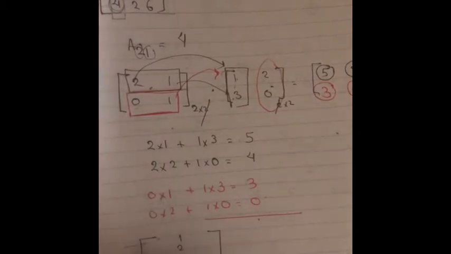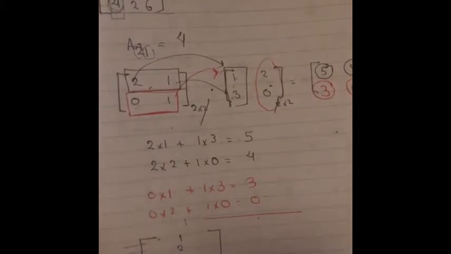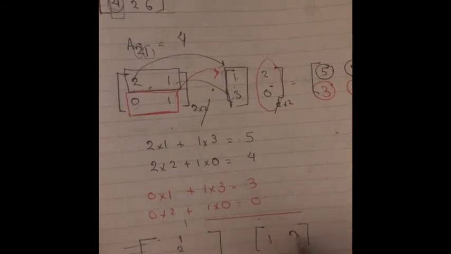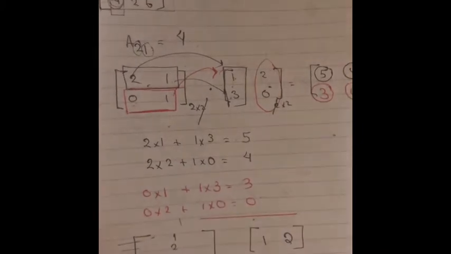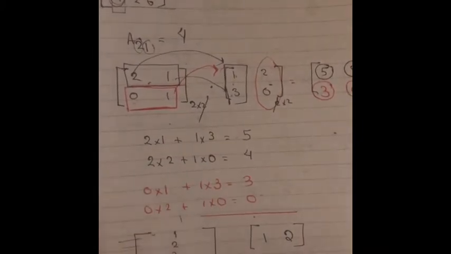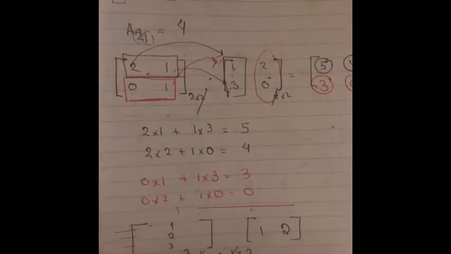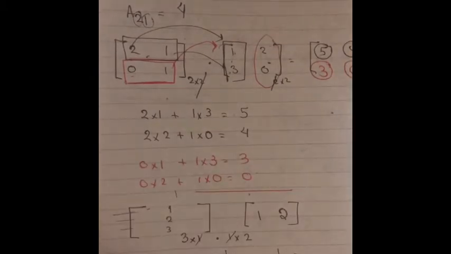Okay, here I have 3 rows and 1 column, and the other one is 1 row by 2 columns, so let me say 1 2. Okay, that is 1 row by 2 columns. I'm expecting the answer to be 3 rows by 2 columns. Okay, so I have 6 numbers to get.